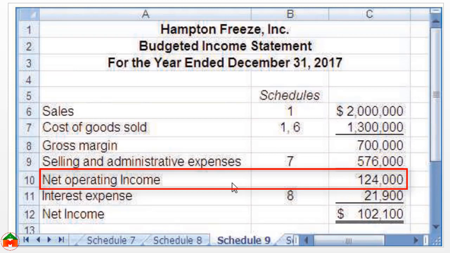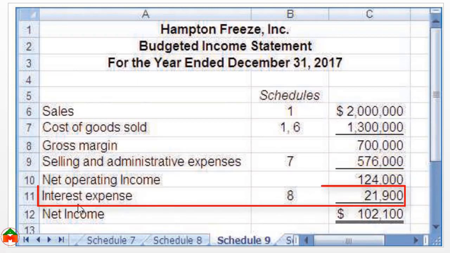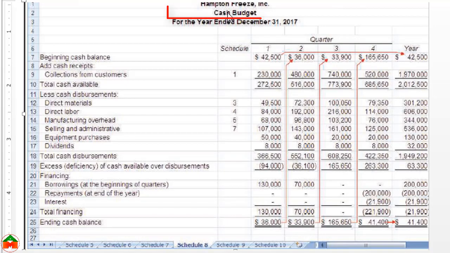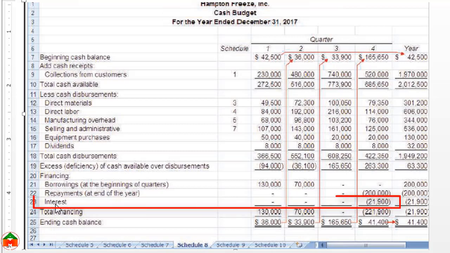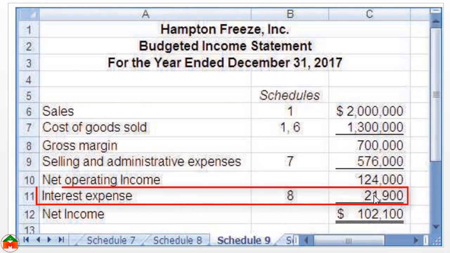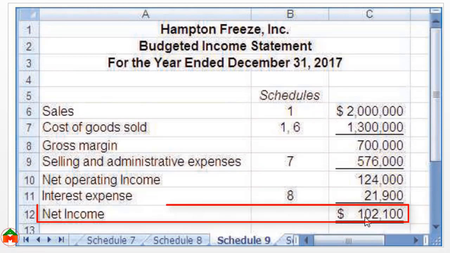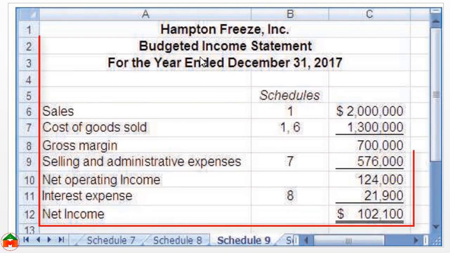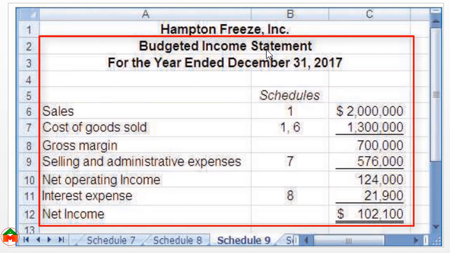And from that net operating income we will deduct the interest expense, and this interest expense can be found in the cash budget. We can see this is the cash budget, and our interest expense total is 21,900. This interest expense should be deducted from the net operating income. So if we deduct this 21,900 from the net operating income, we will get the net income, which is 102,100. And this is the process of preparing the budgeted income statement.